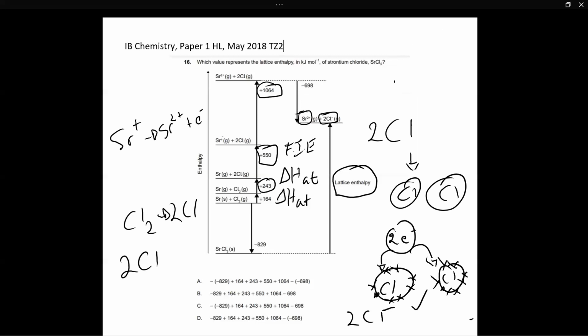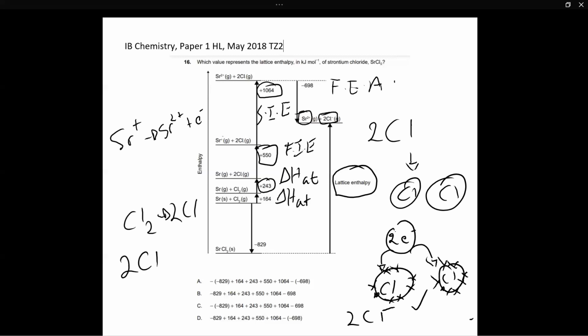And hopefully you're beginning to see everything tie in, right? So second ionization energy, and this is first electron affinity, right? And this final piece of terminology, or definition, will hopefully make everything much more clear. What is lattice enthalpy? Why are we doing this? Lattice enthalpy is the enthalpy change when 1 mole of an ionic compound is broken apart into its constituent gaseous ions under standard conditions. And that is exactly what we have done here.